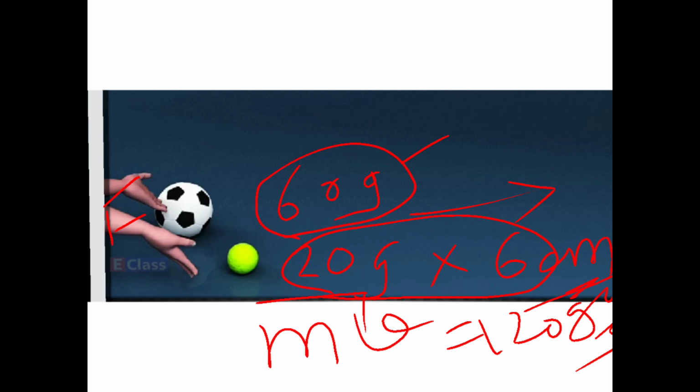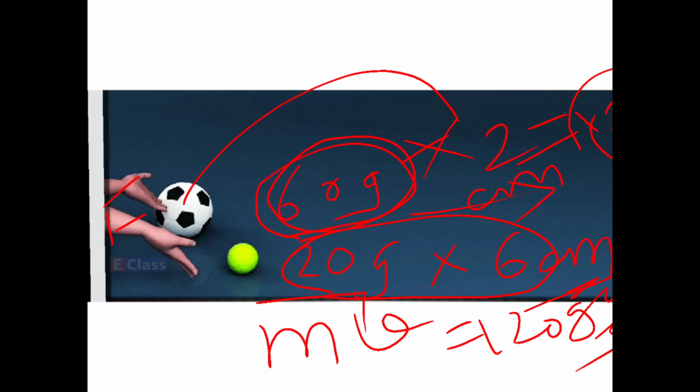So how come we will get 120 here from 60? 60 multiplied by 2 will give 120. So this particular ball will move 2 centimeter, so that the product becomes the same. So in 1 second this plastic ball will move 6 centimeter, whereas the football will move 2 centimeter. So the heavy object moves lesser than the lighter one.